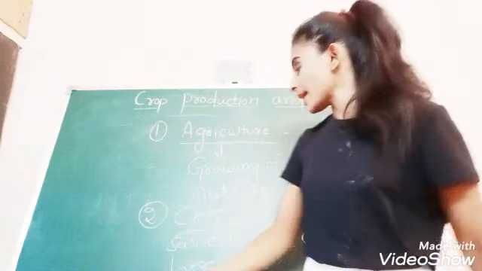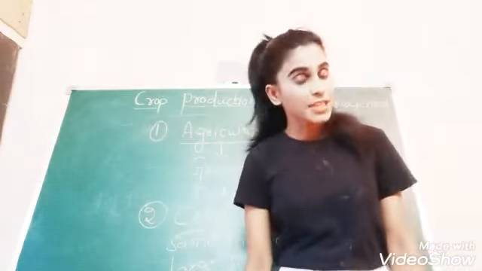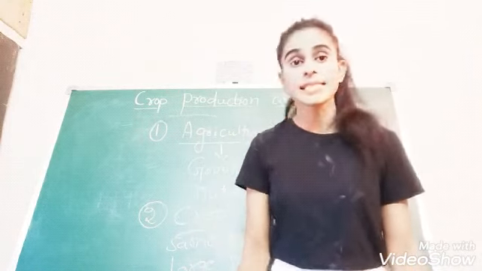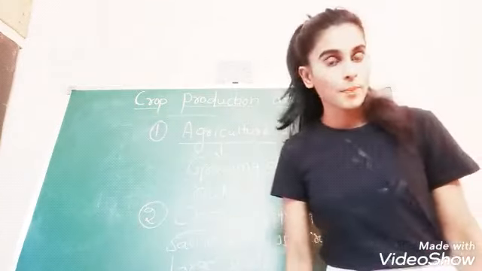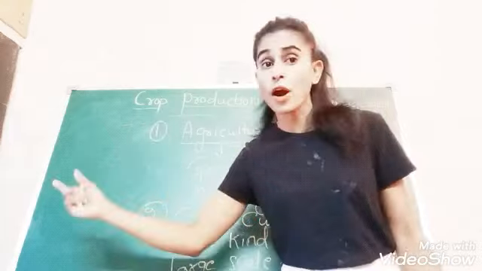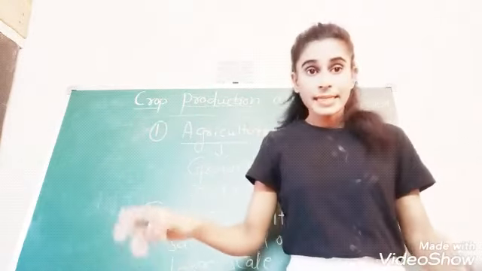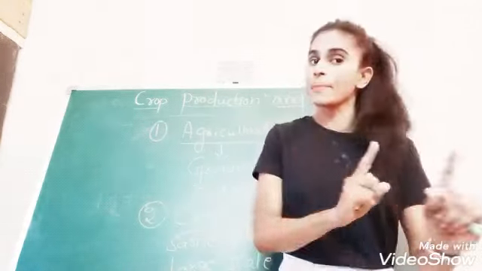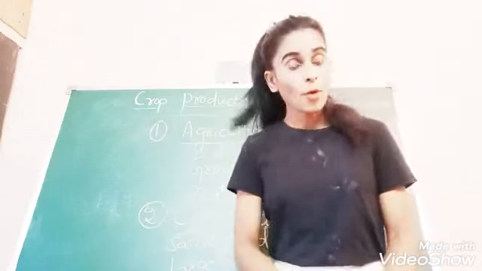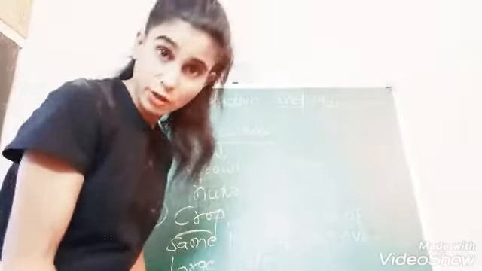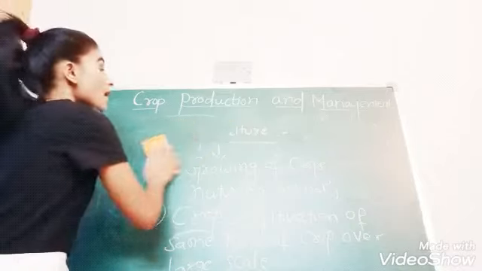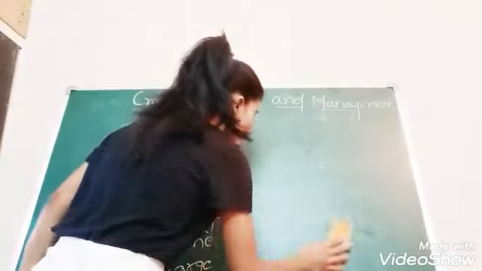That is called your crop. Cultivation of the same kind of crop over a large scale is called a crop. Yes, in a particular field, the same kind of crop is grown, then it is called a crop. I hope you understood agriculture and crop. Let's move on to the next common terminology: Kharif crops and Rabi crops.